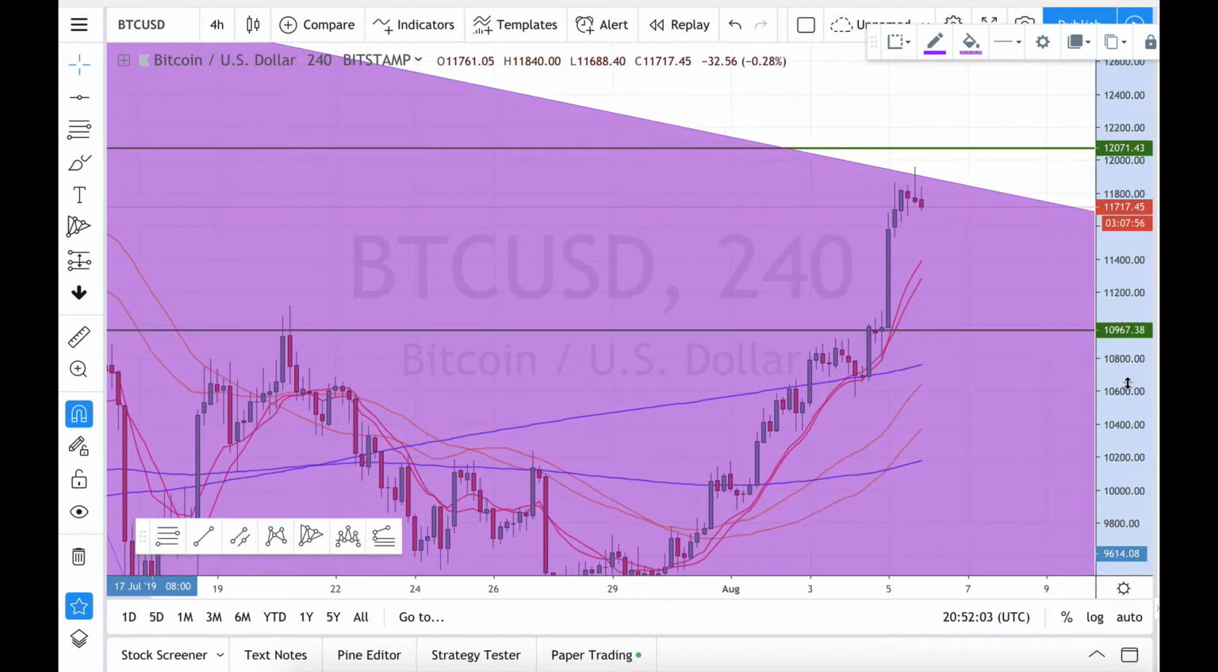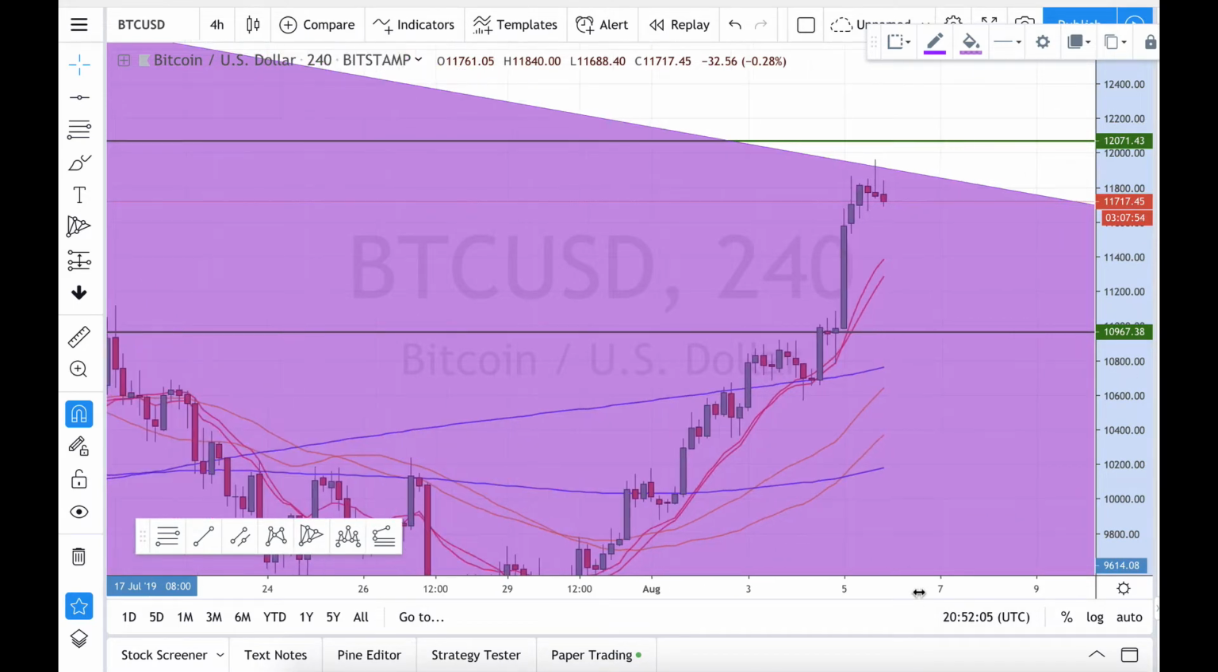We can see first impulses. We have the hammer, a beautiful hammer from the candlestick. We are on the 4-hour chart, by the way.